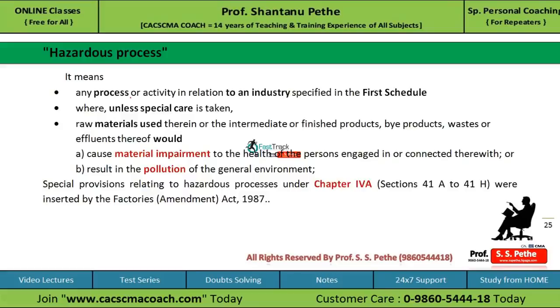First, it defines the term hazardous process. It means any process or activity in relation to an industry which is specified in the first schedule, where unless special care is taken, the raw material used therein or the intermediate or finished product, byproduct, waste or effluent thereof would cause material impairment to the health of the person engaged in or connected therewith, or it may result in pollution of the general environment. Special provisions relating to hazardous process are given under chapter 4A, which covers section 41A to 41H.